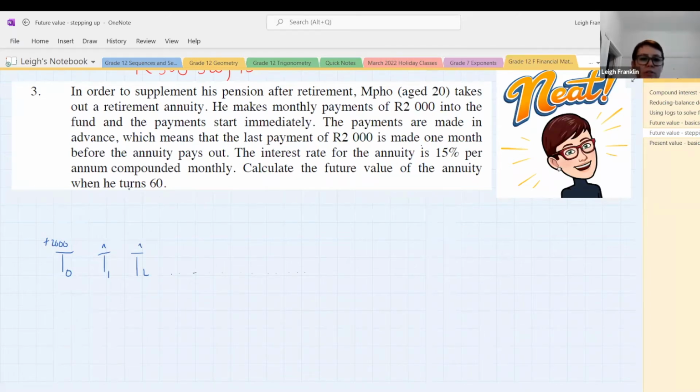And he continues to do this for a period of how long? 40 years, isn't it? So he made his first payment at the beginning of T0. He made his second payment at the beginning of T1. He made his third payment at the beginning of T2. So when is he going to make his last payment? At T what?